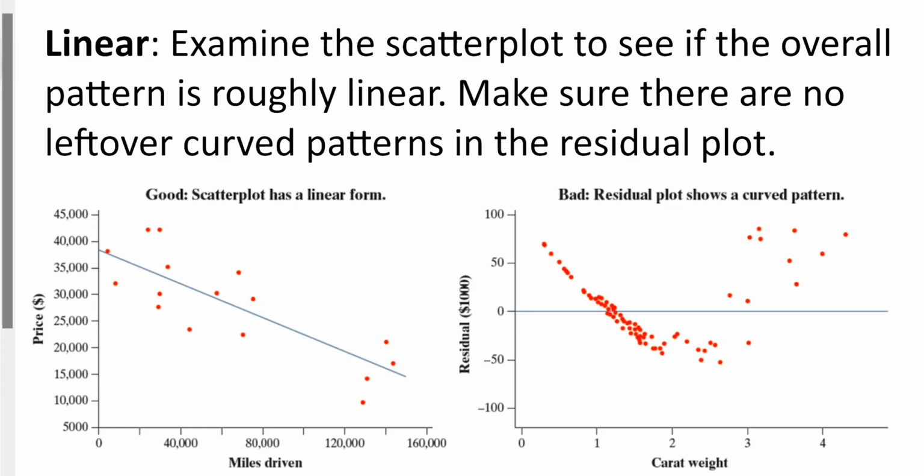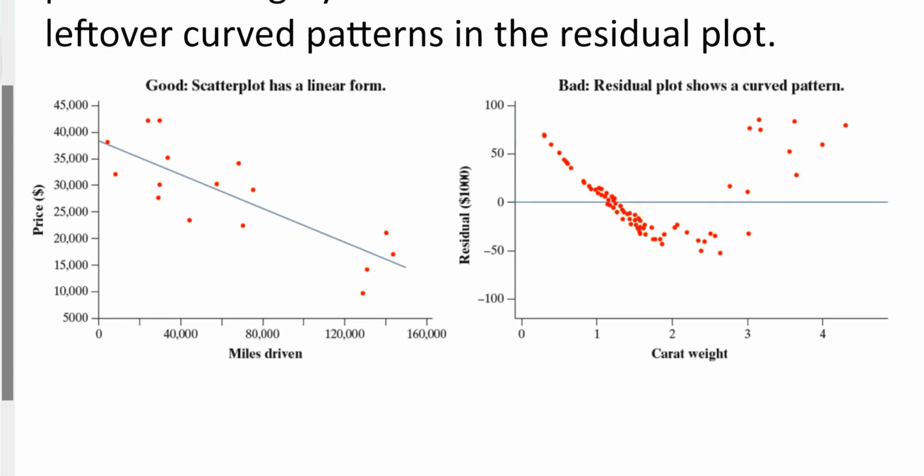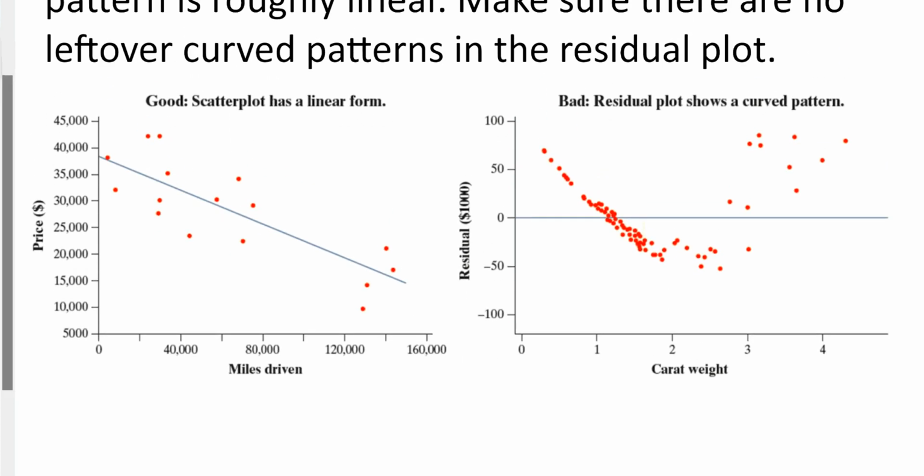So the first one is linear. So for linear, we want to look at the true relationship between x and y to see if it's linear. So examine the scatter plot to see if the overall pattern is roughly linear. Make sure that there are no leftover curve patterns in the residual plot as well. So we check both the scatter plot and the residual plot, which sometimes are given to you. This one, I see some curve in the residual plot, so I'm going to say even though it looks linear, it's probably not linear actually.